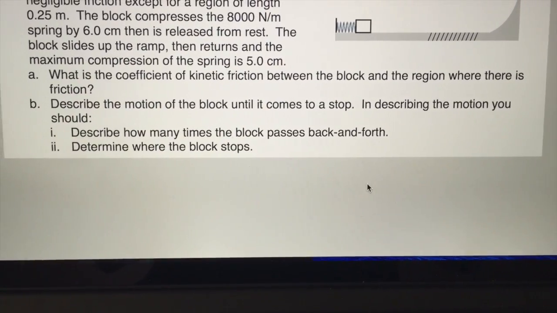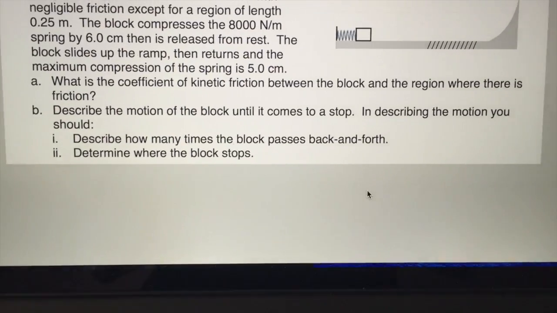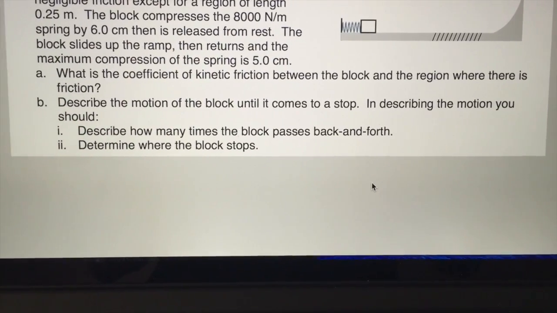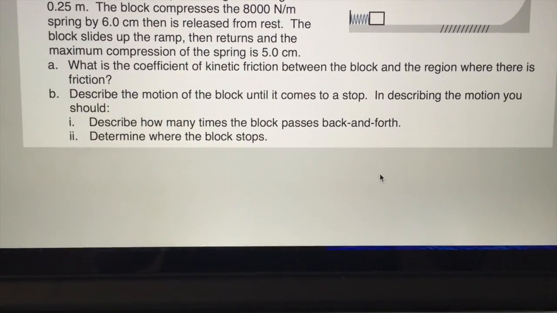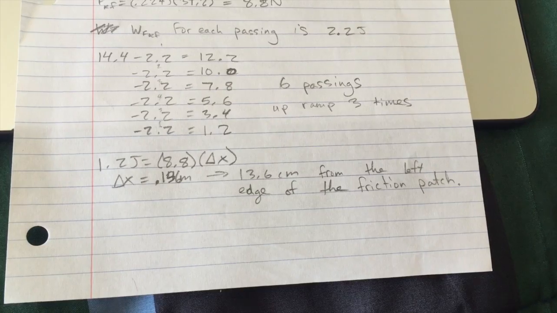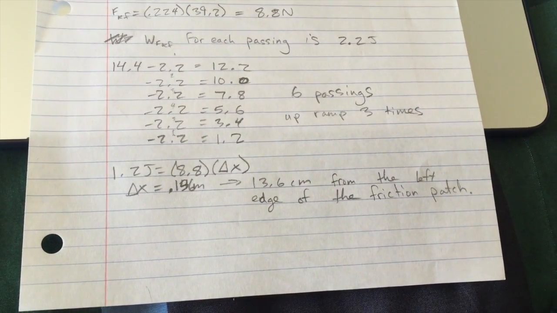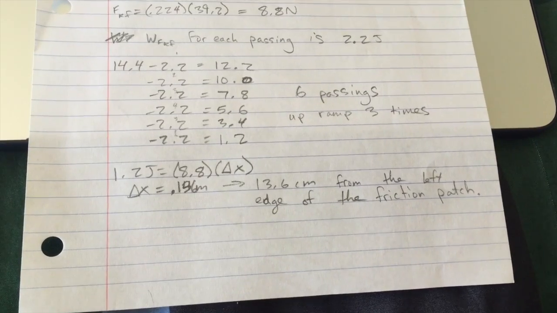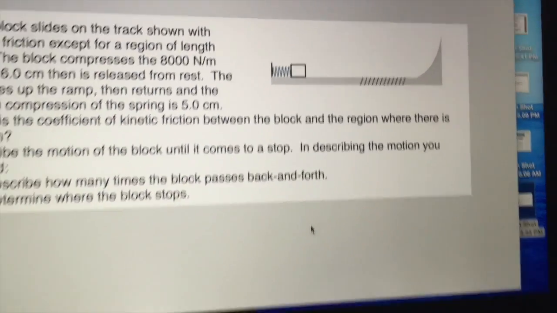So for part B, we have to describe the motion of the block until it comes to a stop. We have to describe how many times the block passes back and forth, and also determine where the block stops on the friction. As previously mentioned, the work done by the force of kinetic friction over that patch is 2.2 joules. So every time the block passes over it, it loses kinetic energy, and therefore its velocity decreases.